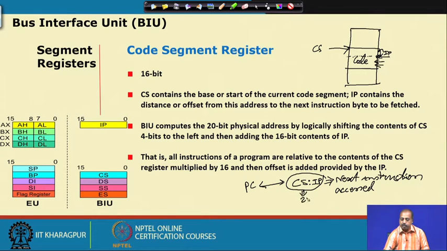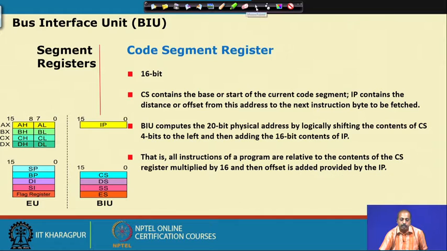So, this will be converted into a 20-bit value. We will see how it is done. The bus interface unit will be converting this. It gets the 20-bit physical address by logically shifting the content of the CS register 4 bits to the left and adding the 16-bit contents of IP.